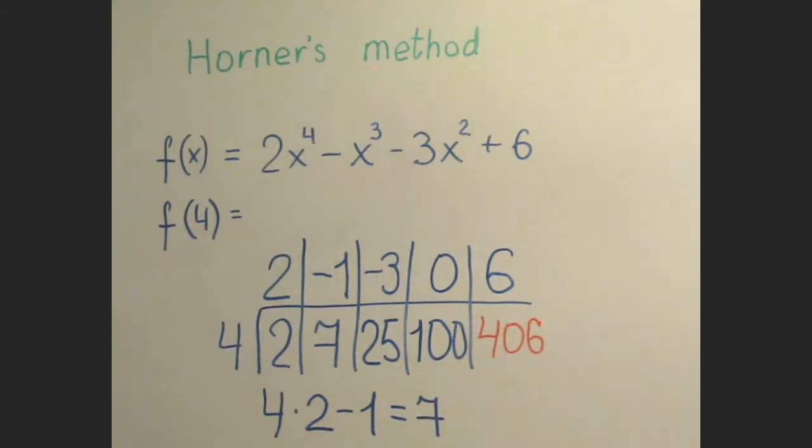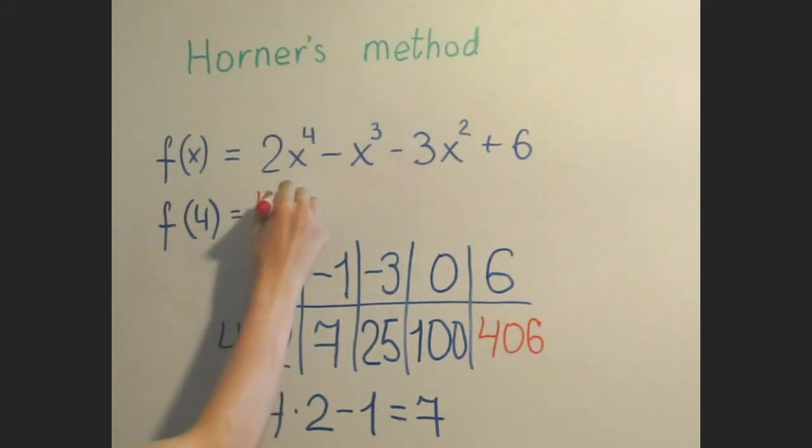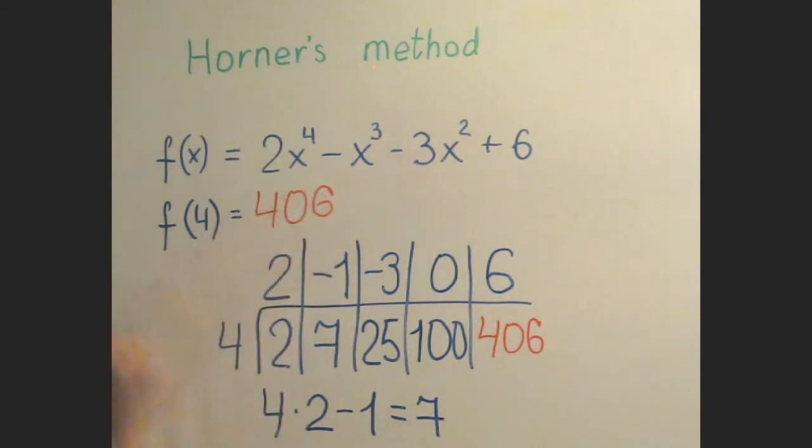Now that we finished filling the whole grid, the rightmost number in the bottom row, 406 in this case, is the answer. So we can write it up here. Notice that if we would substitute 4 for x in the expression above, we would get the same answer, 406. In fact, you can try that out yourself. But Horner's method allowed us to perform this operation quickly, easily, and efficiently, eliminating the need for exponentiation, which in big expressions is a very time-consuming process.